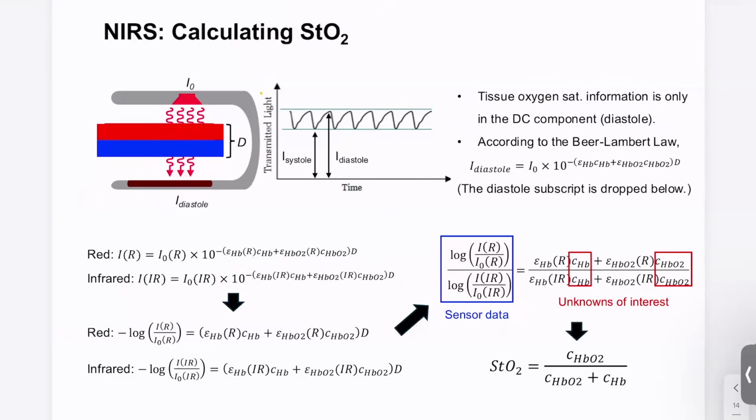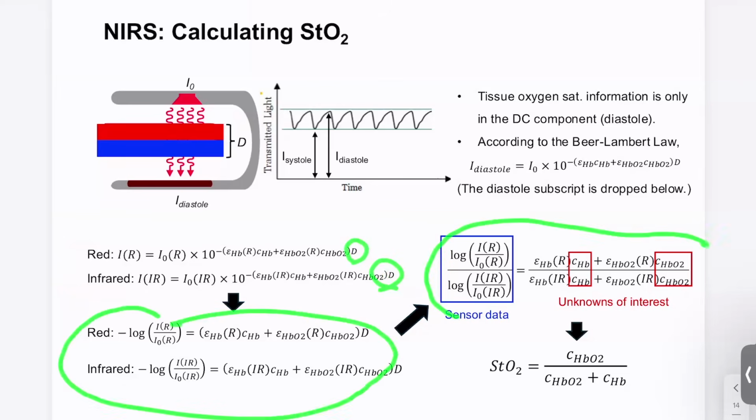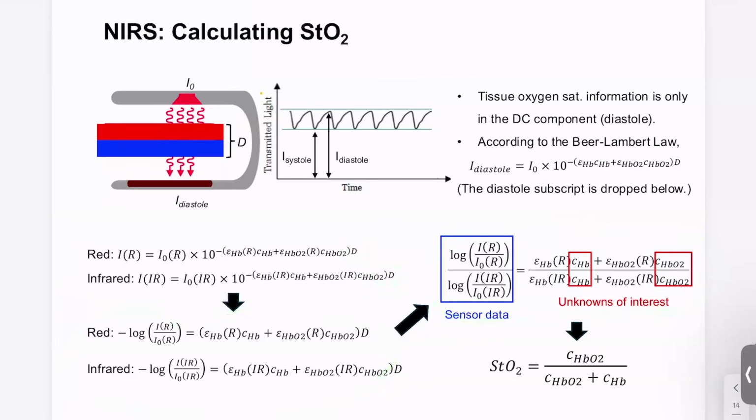Really just use your DC, the DC component. So for using the DC component, we already have the Beer-Lambert law in red light and the Beer-Lambert law in infrared light. If we play the same trick, we can get rid of D. It looks like this works.